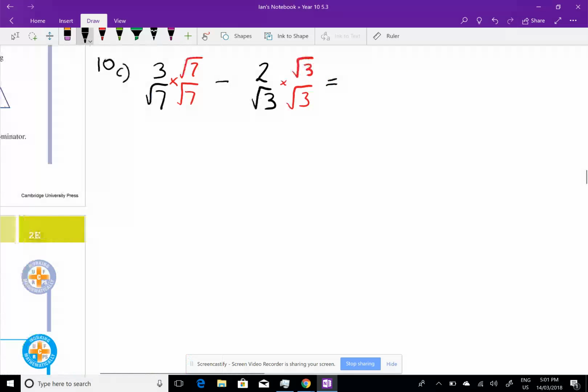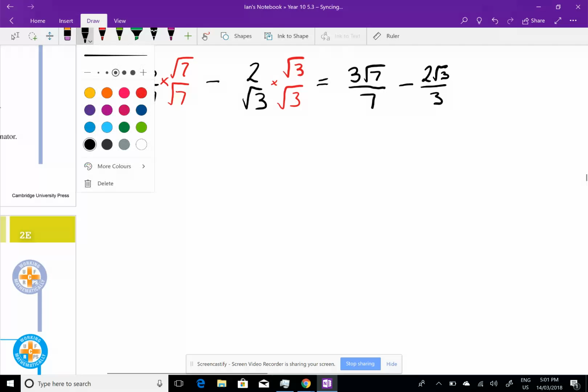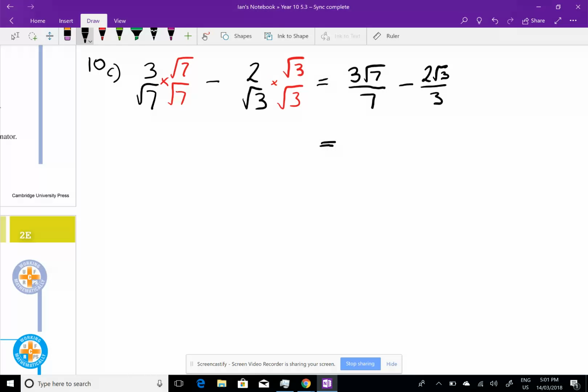Okay, let's deal with the first fraction. That gives me 3 root 7. Root 7 times root 7 is 7. Over here, I get 2 root 3 on 3. So now I have a fraction. Now to subtract these fractions, I must get a common denominator. I'm going to multiply this one by 3, top and bottom. I'm going to multiply this one by 7, top and bottom. And that'll give me a denominator of 21. So here, 3 times 3 is 9 root 7 on 21, minus 2 times 7 is 14, and I've got my root 3 over 21.